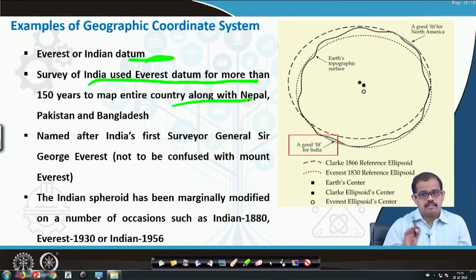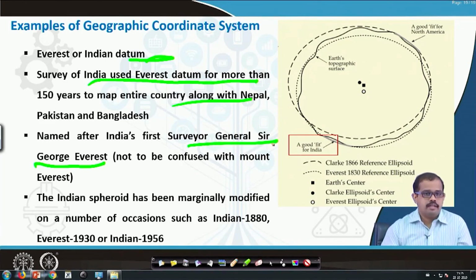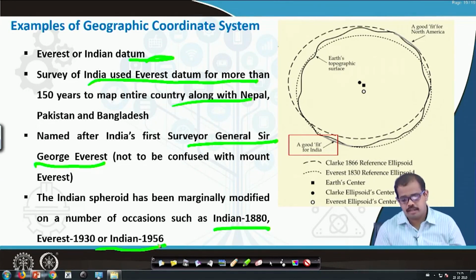In many theories, they say it is based on Mount Everest. No, it is based on the surveyor George Everest. He was the first one who surveyed and made the physical geographical representation. The Indian spheroid has been marginally modified on a number of occasions, for example Indian 1880, which is again called Everest 80. Then you have Everest 1930 or Indian 1956. So these are different ways in which this particular system has changed.